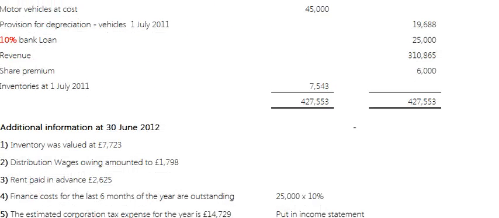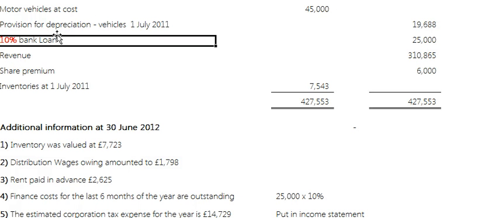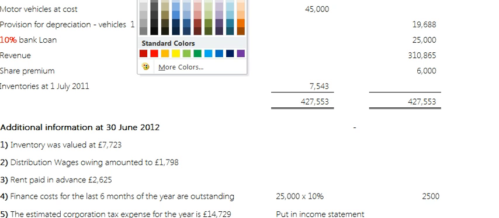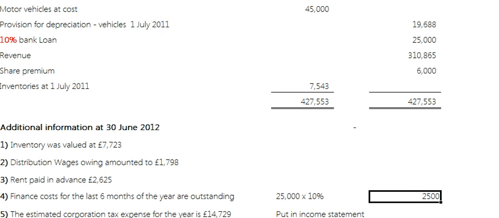Okay. Number 4, finance costs for the last 6 months are outstanding. Now, ignore the fact that it says that the last 6 months haven't been paid. You just need to calculate 12 months bank interest. If you look at the bank loan, it's a 10% bank loan there, and the bank loan is 25,000. So all you do in my calculation there is 25,000 times 10%, and the interest for the year is £2,500. That's the figure that we put on the income statement.